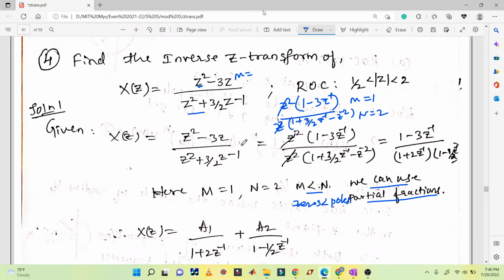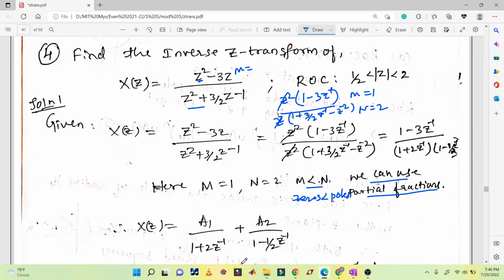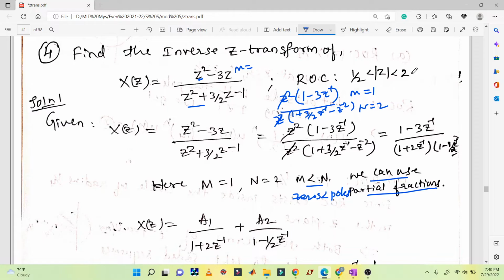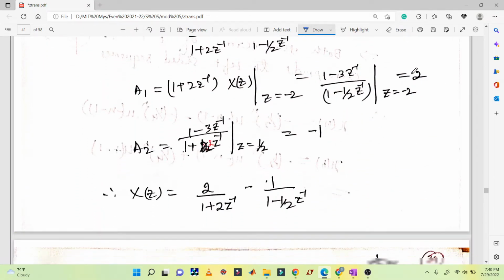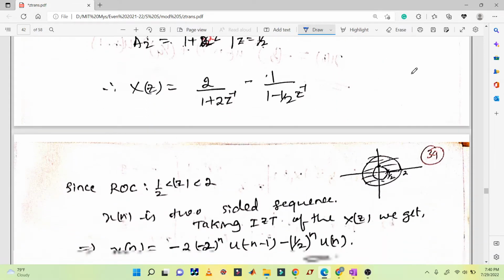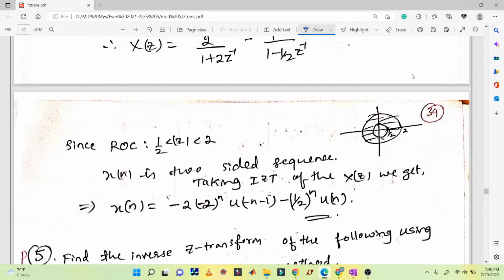Similarly, we have used the partial fractions, and the ROC given is greater than 1 by 2 and less than 2. The term that is greater than 1 by 2 gives a right sided sequence, and less than 2 will be a left sided sequence. So after solving, you can see here, this is the result. For this one, it is left sided.